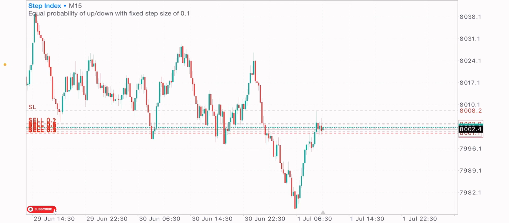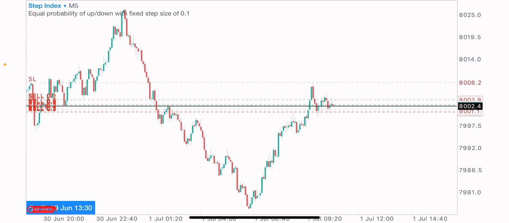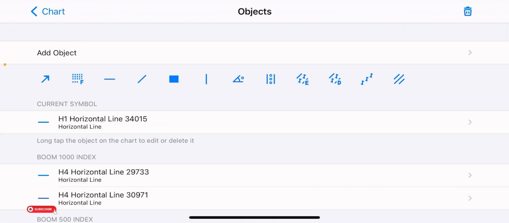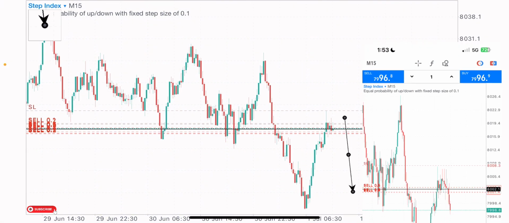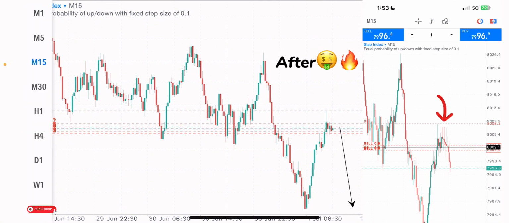So I'm currently on this sell trade on step index, which is not moving in profit yet, which is currently moving against us, but I am strongly expecting the sells on this index, and I'll be sharing with you guys my reasons for selling this index, why I'm expecting the sells on step index.